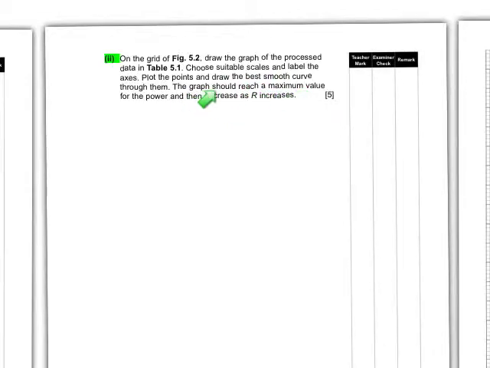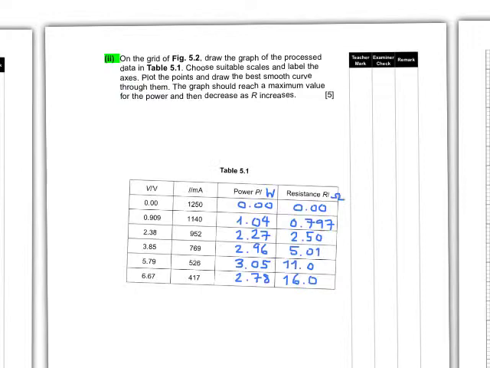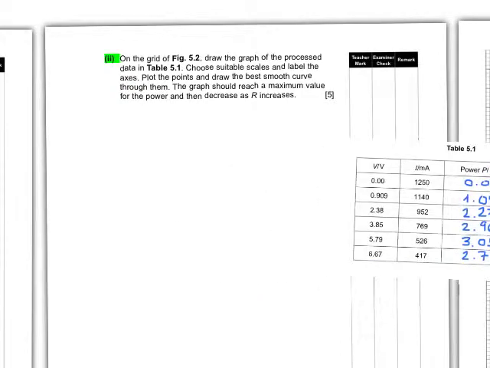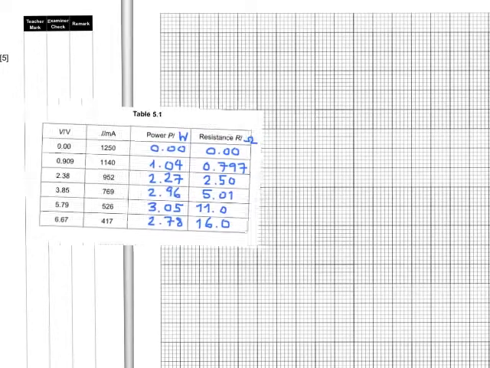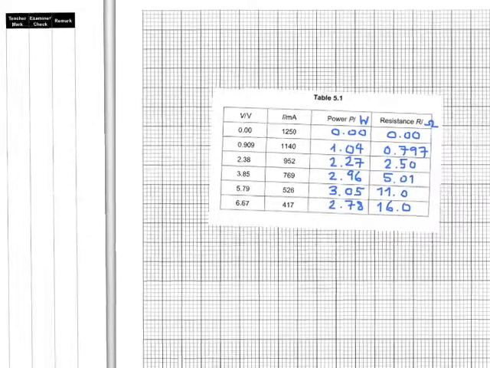Alright, that we have a maximum value and it decreases. It's not going to be a straight line graph, it's going to be a smooth curve. So first up we need to decide on the scales and the labels for the axes. Now I've just made a copy of this table. I'm going to bring it over to the graph just to make things a bit easier.